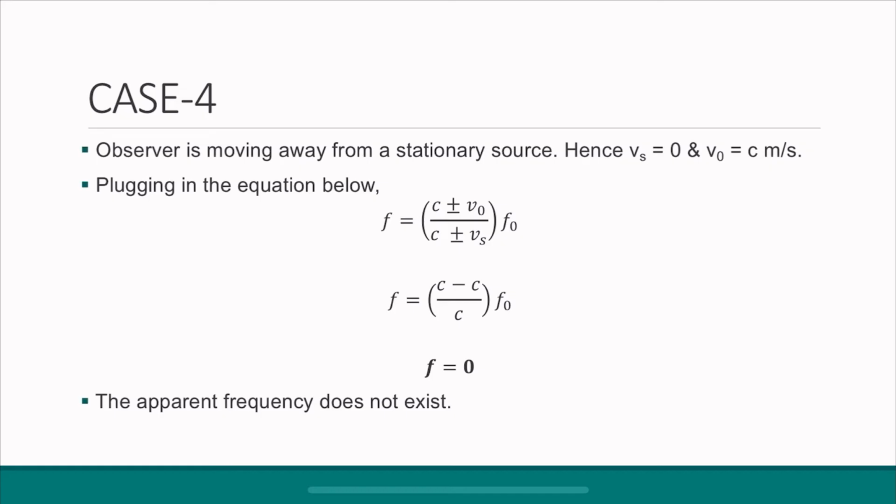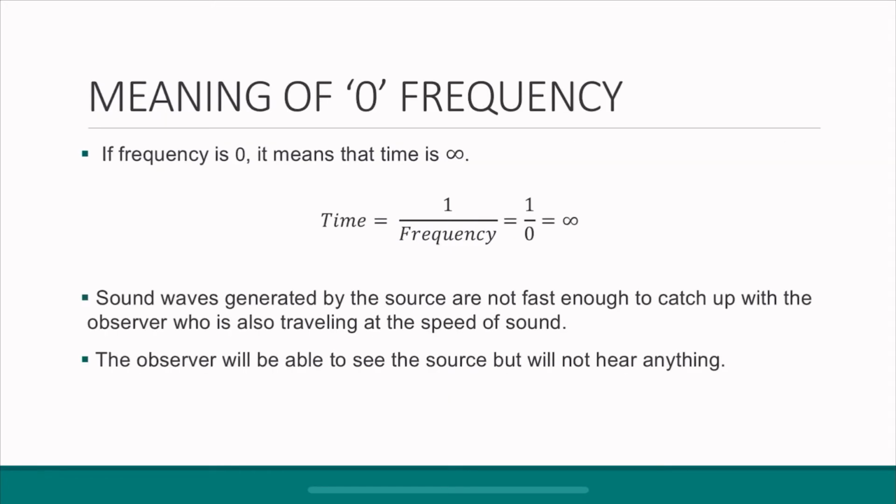The next case is observer moving away from the stationary source. This is just a continuation. So again, the source velocity is 0, whereas the observer's velocity is the speed of sound. You plug those values in, we see that the frequency is 0. So again, what does this mean physically? So f is 0, it means that 1 over f should be very large or infinity. So in this case, time is infinity.